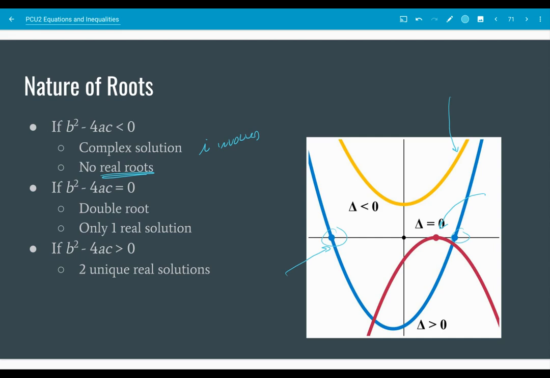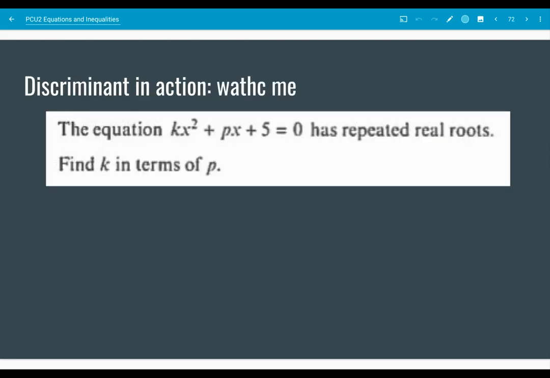So if you see a problem that's talking about the nature of the roots, it's talking about the discriminant. And if you hear something talking about one real solution, or unique real solution, or no real solutions, you know they're talking about the discriminant. So let's see what this looks like on an example.